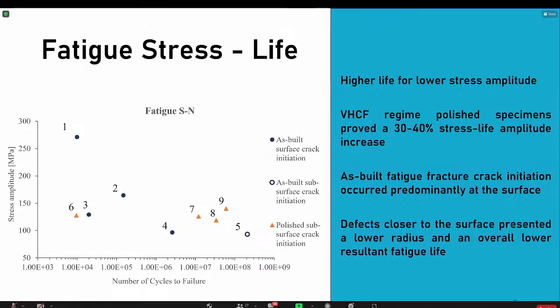So just skipping to the fatigue stress life results, we can clearly see an increase of fatigue strength when we polish the specimens. Unpolished specimens always presented surface crack initiation. Just one specific specimen presented a subsurface crack initiation, while the polished always presented a subsurface crack initiation in defects inside the specimen, such as lack of fusion pores, for example.